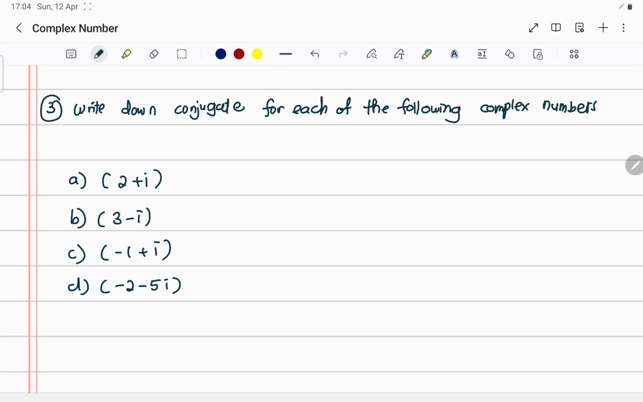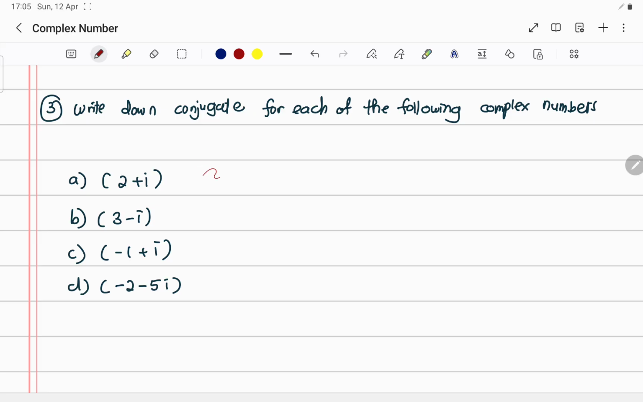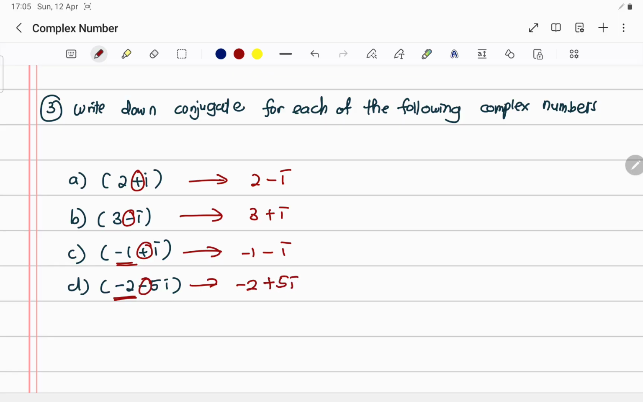Now we proceed to the third question. Write down the conjugate for each of the following complex numbers. We have 2 plus i. When we want to change to the conjugate, you just change the sign for the imaginary part, which is negative i. The same for 3 minus i: minus you change to positive, so 3 plus i. The same with the previous one, the real part no need to change, so you just put negative 1 minus i. Also the same for question D. Negative 2 you maintain, then you change the sign for negative 5i to plus 5i. So that is how you do question 3, which is very simple.